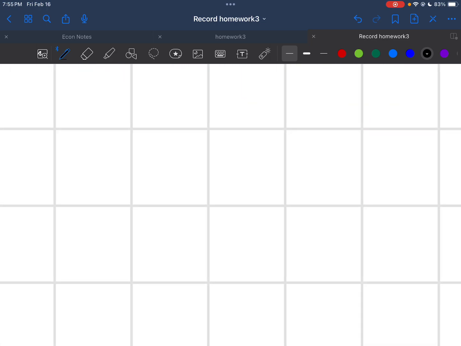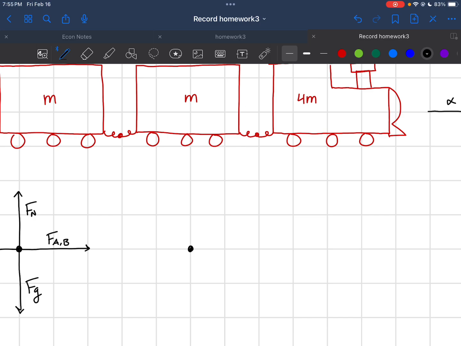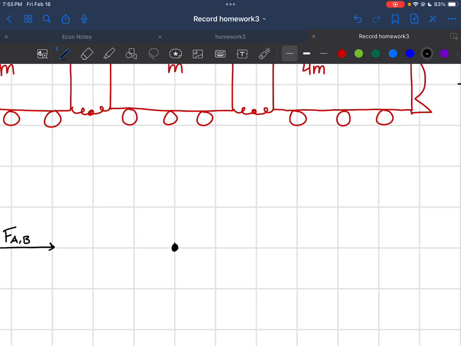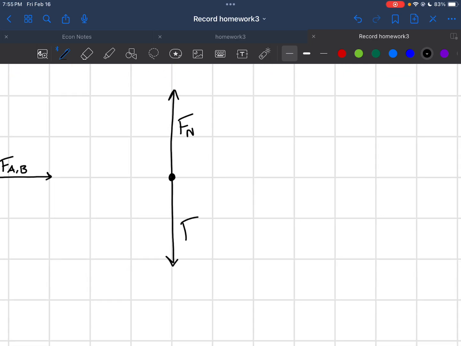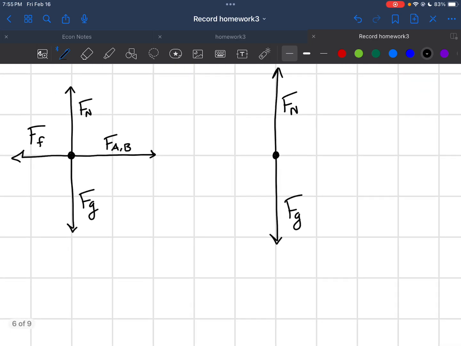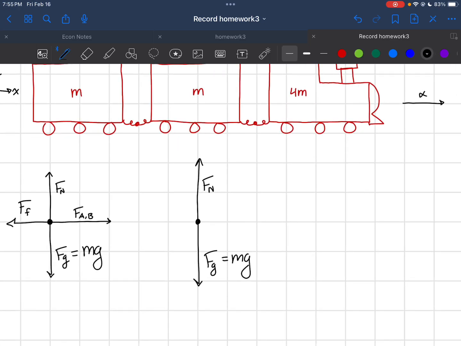Moving on to our second car. I'll put that one here. This is car A now. Again, I have the ground pushing up. And I'm still on Earth, so I'll still have my force of gravity. And a reminder, my force of gravity is my mass times a little g. And I use m because that's the mass of my car in this case. Eventually we'll have to do force of gravity with 4m. That's the only difference. All right.